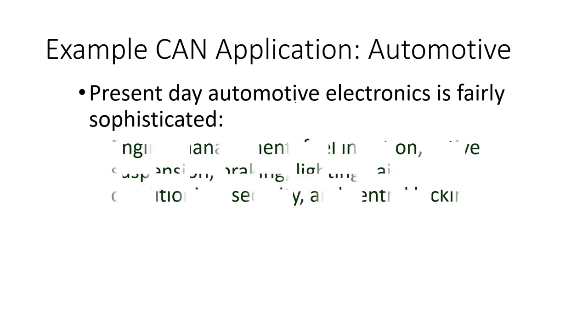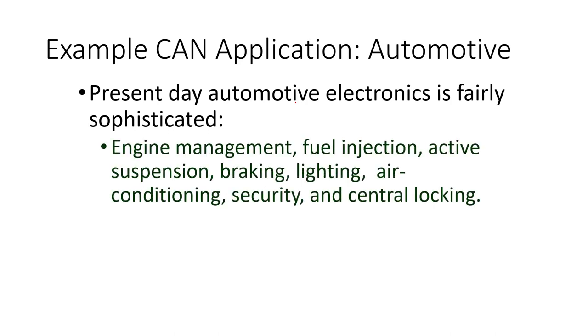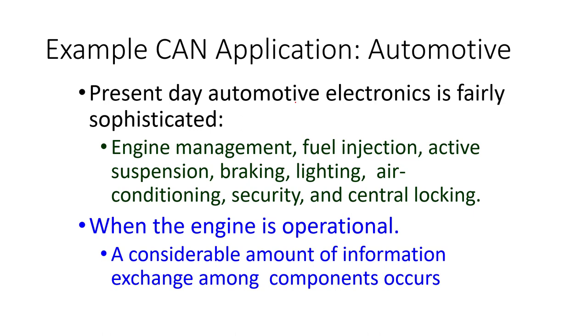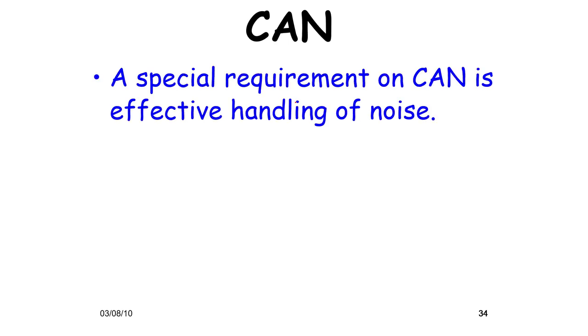So if you look at automotives, the automotive electronics as of today is fairly sophisticated. You have elaborate engine management algorithms, fuel injection, active suspension, braking, lighting, everything. When the engine is operational, there is a considerable amount of information exchange among the different electronic components of the car. They actually send a lot of messages to each other. So the main role of CAN is to capture much of that.